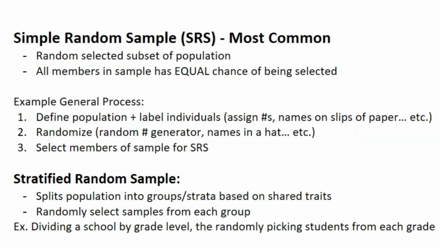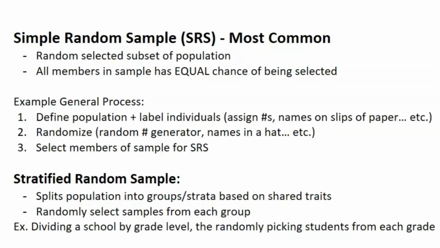The next sampling process we're going to talk about is stratified random sample, where you split the population into groups or strata based on shared traits, okay? These are basically homogeneous groups. You have groups where they share a certain trait. So let's say I had PrepWorks subscribers, and I split you guys into PrepWorks subscribers and PrepWorks non-subscribers. Then what you're going to do from there is randomly select samples from each group. So if I had 10 PrepWorks subscribers and 10 non-subscribers, I'd randomly select, say, 2 people from each group, where everyone in that group has an equal chance of being selected.